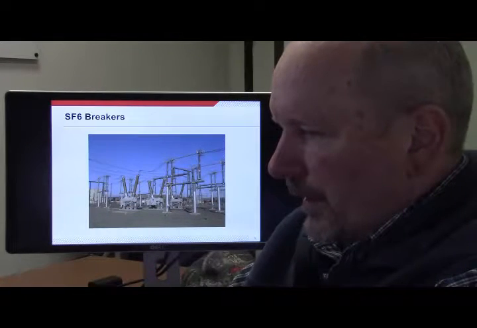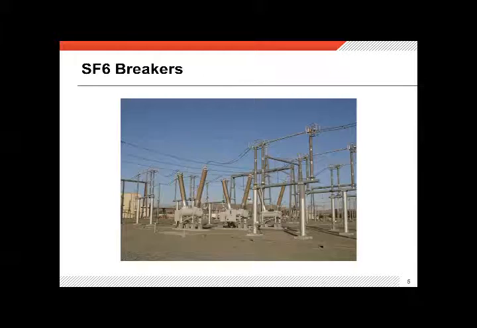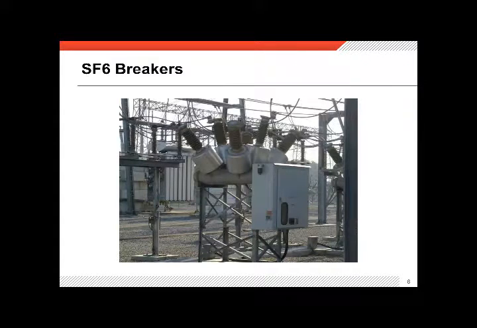Now then, so anyway, this is 500 kV. Let's look at the next one. This is a 72 kV class circuit breaker. And if you look closely, you're going to see all of the same features.